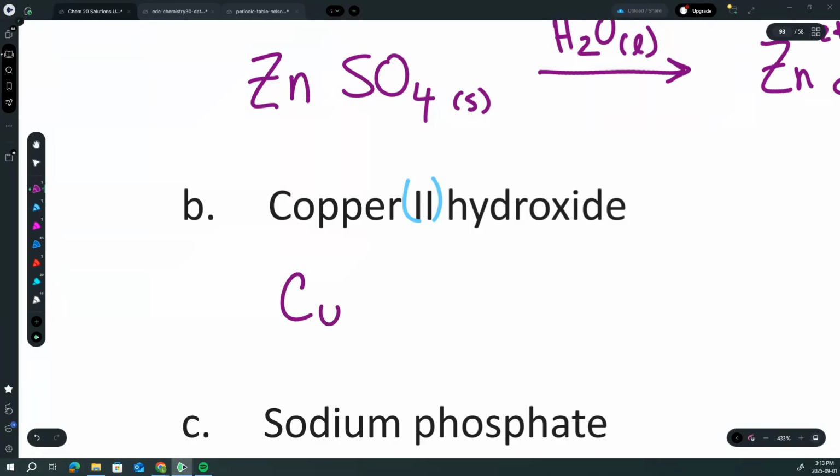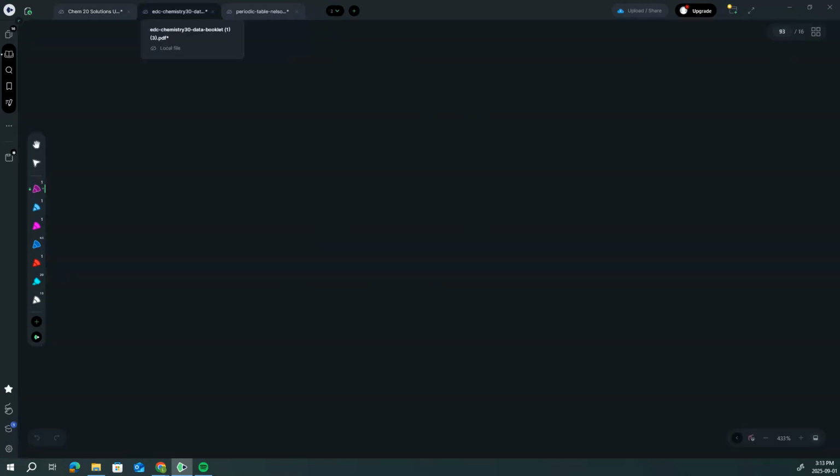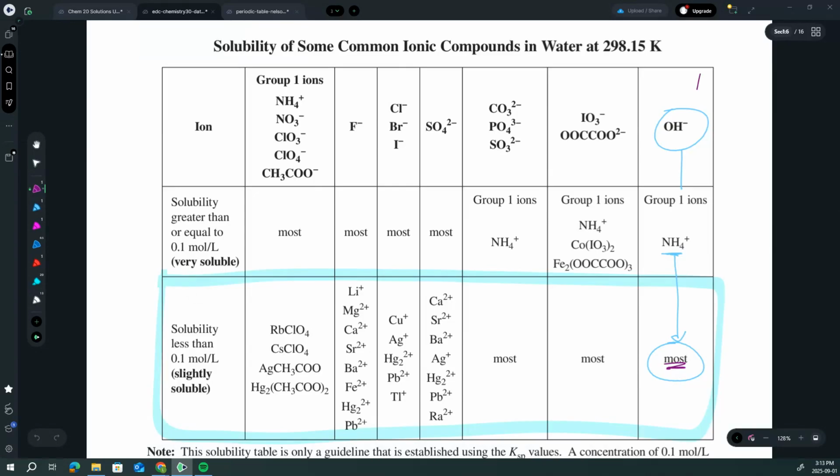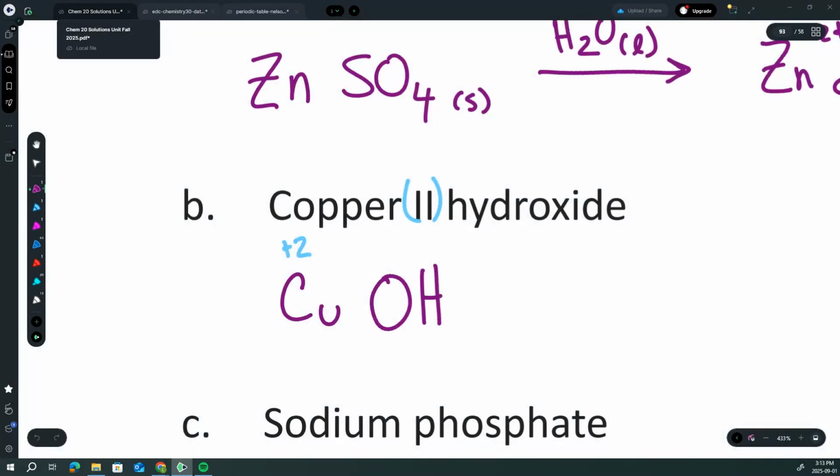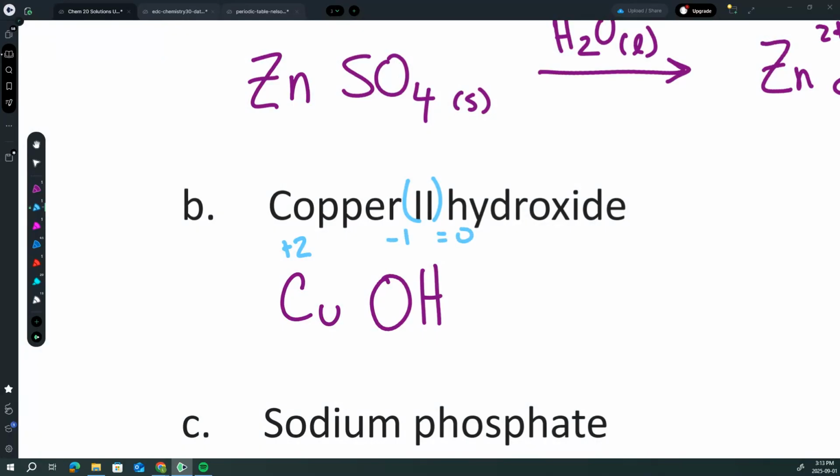Okay, so copper. Now the Roman numerals, remember, indicate the charge, not how many atoms of copper that you have. So copper is 2+, and then hydroxide, it's OH. Now remember that hydroxide has a 1- charge to it. Therefore, we know that 2 minus 1 does not equal 0. So this is when we're going to have to do crisscross applesauce. This is when we just pull down the numbers.